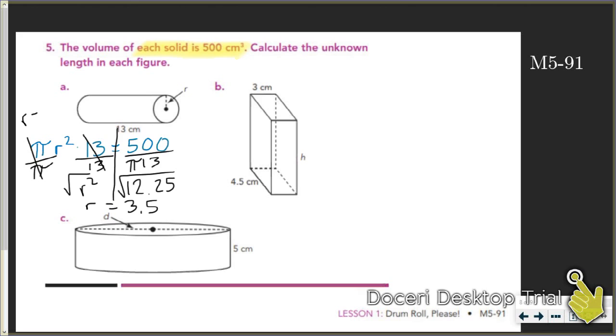So that is our answer. So I'm going to write it over here. R equals 3.5, and everything was in centimeters. So R equals 3.5 centimeters. Okay, so that's all we had to do.